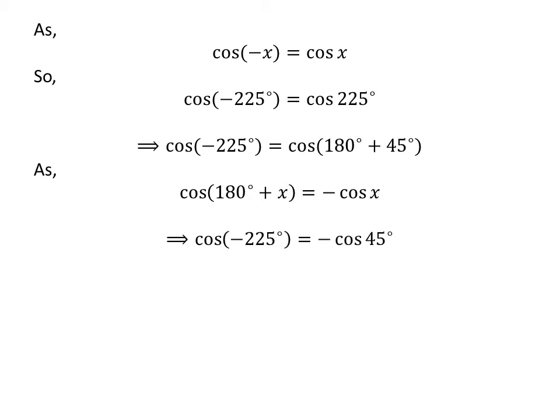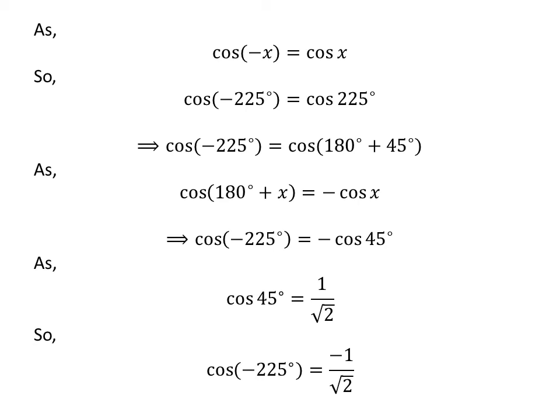Let us apply the above identity for cosine of 180 degree plus 45 degree. Here x is 45 degree, so cosine of minus 225 degree is equal to minus cosine of 45 degree. We know the value of cosine of 45 degree is equal to 1 upon square root of 2. So the value of cosine of minus 225 degree is equal to minus 1 upon square root of 2.